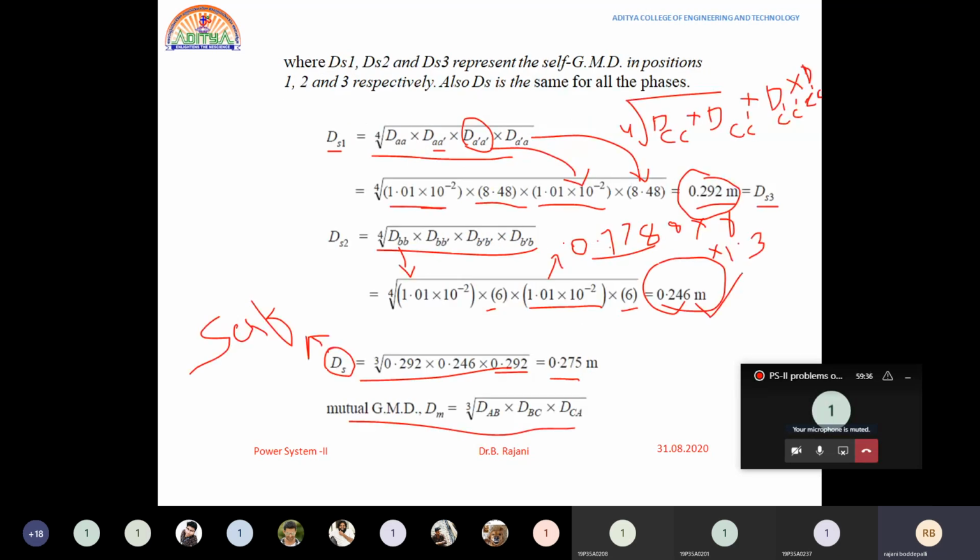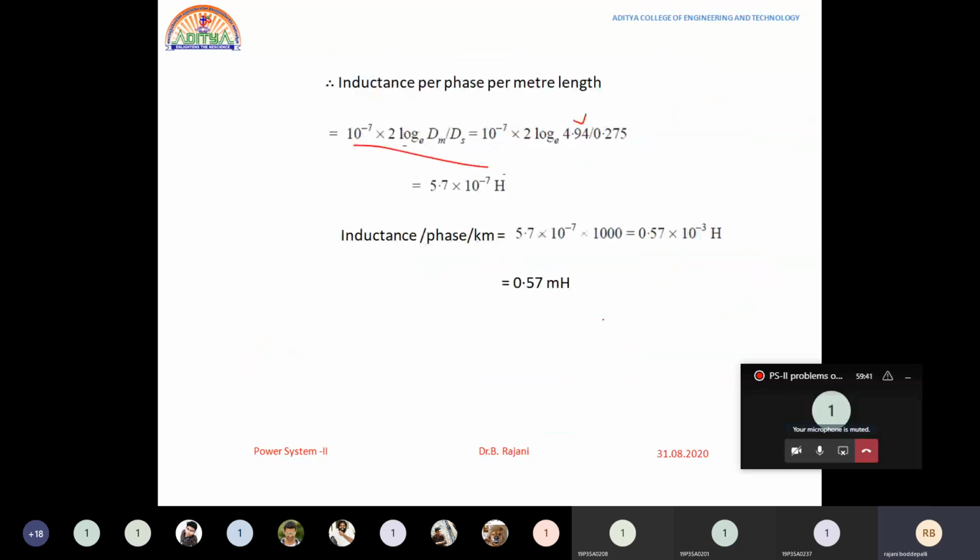What is the self GMD we are having? We'll be seeing in the slides. The self GMD is nothing but 0.275. That's the value I've kept over here. After finding, wherever you are finding, there is a meter length. If you want to change into kilometers, you have to multiply by 1000. If you want to change into milliamperes, we'll be going for 10 to the power of minus 3. So 7 into 1000 becomes minus 4, minus 4 into 10 to the power of minus 4. If you want to change it to milliamperes, 10 to the power of minus 3, the decimal point goes here. So it is 0.57 milliamperes.